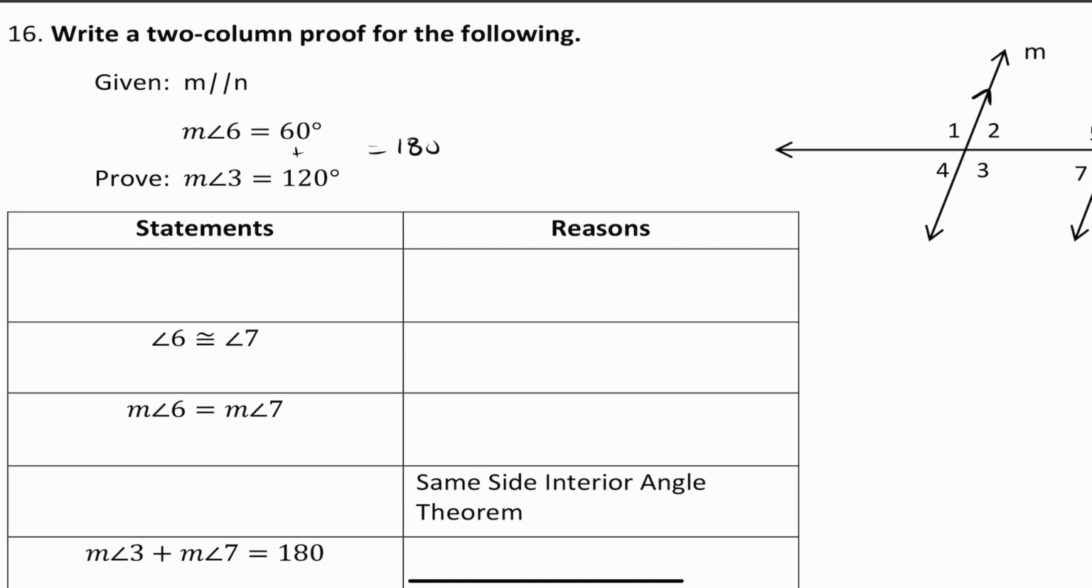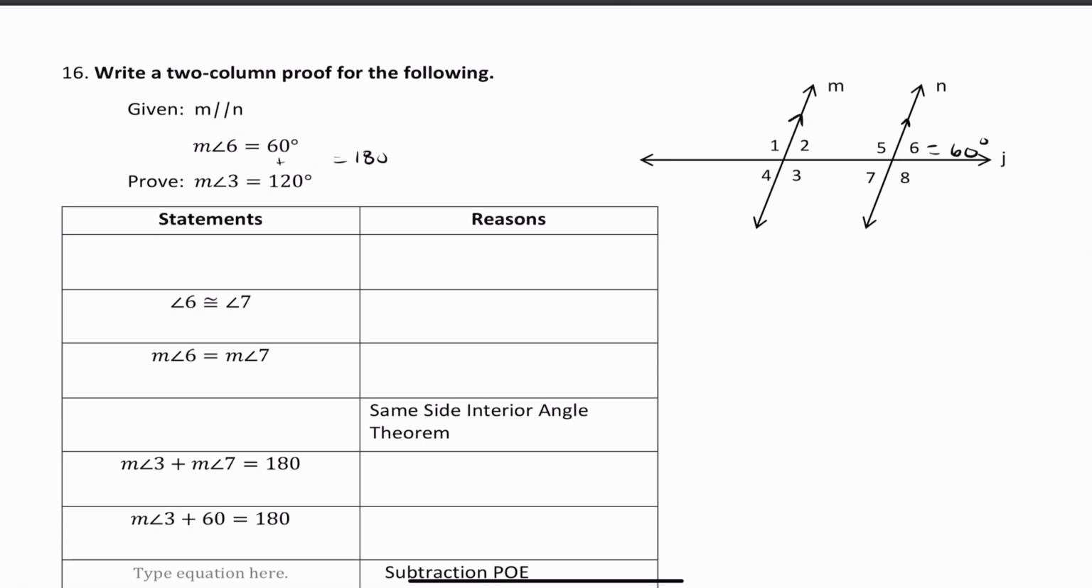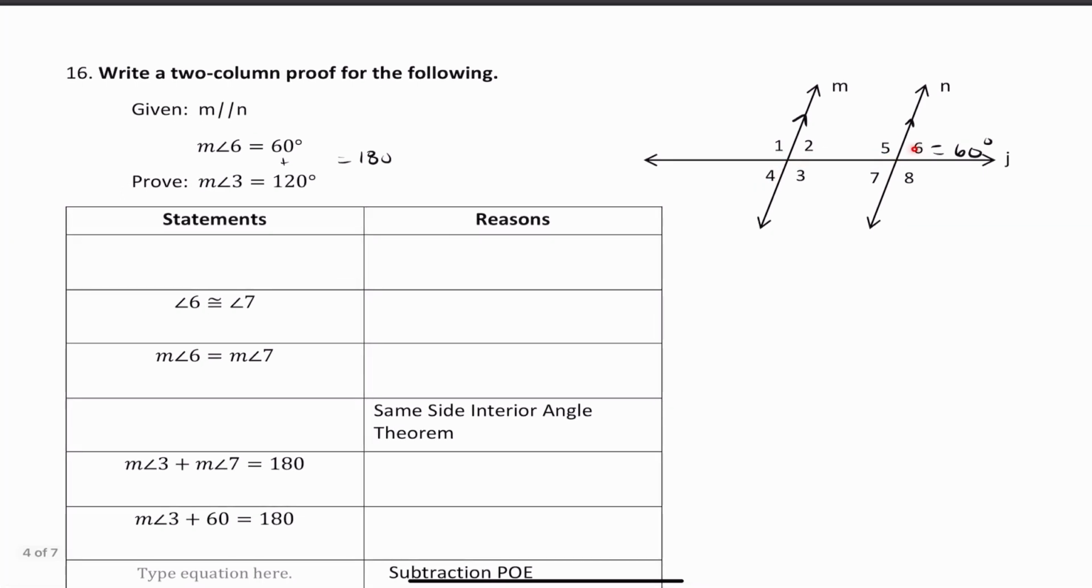If I add these two angles together, that's going to be 180 degrees. So let's take a look at the measure of angle 6 again. It's here at 60, right? And my goal here is to prove that the measure of angle 3 is 120, right? I notice that if I look at angles 3 and 7, they're on the same side. This whole thing is 180 degrees, and I know that angle 6 and angle 7, for sure, are congruent by the vertical angles theorem, right? So the measure of angle 7 is equal to 60 degrees.